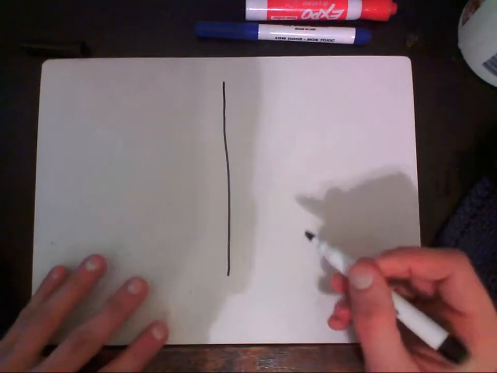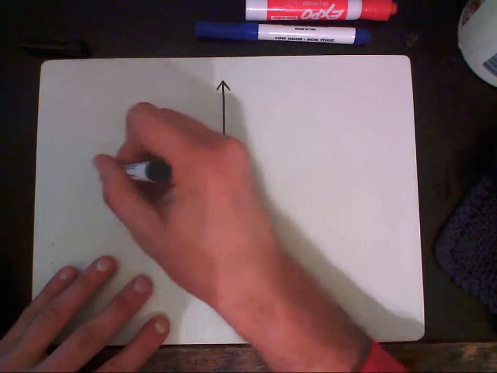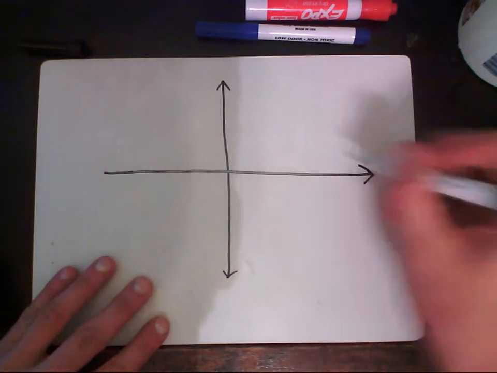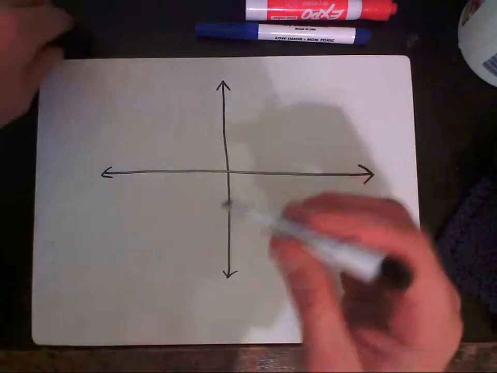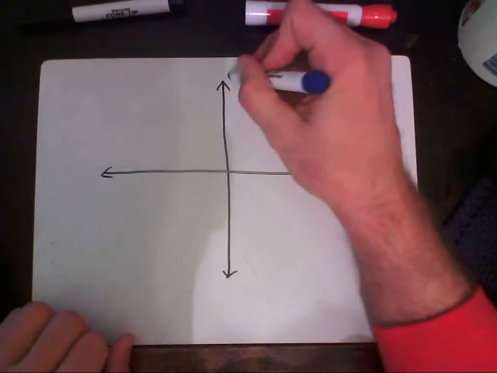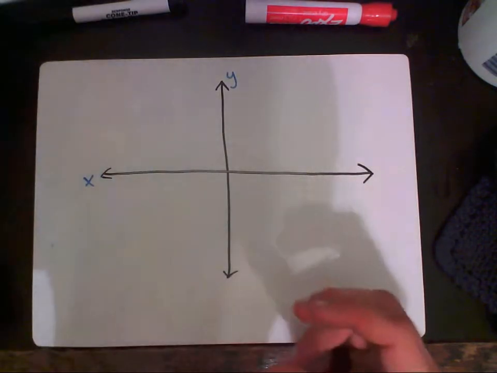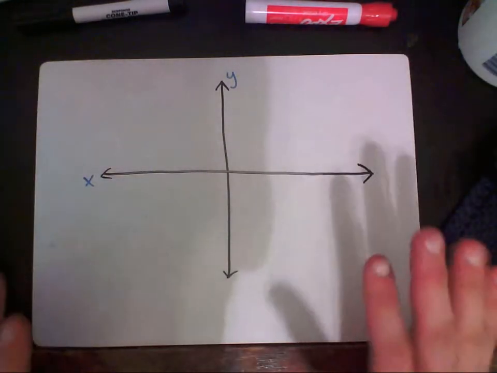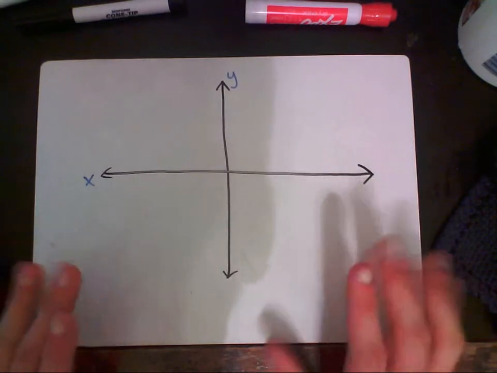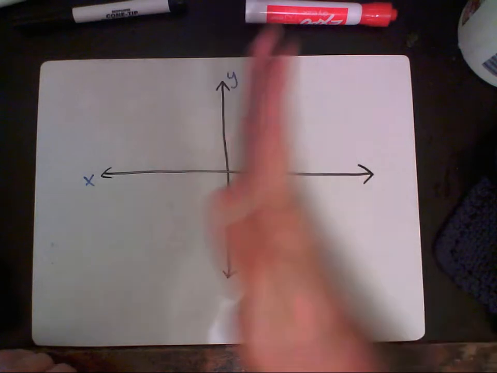So I've got two things here. My y-axis and my x-axis. Just for the sake of things, I'm going to grab one of my other pens and give it a little label. Y and x. What this tells us at first is there are two dimensions. You have your length and you have your width.